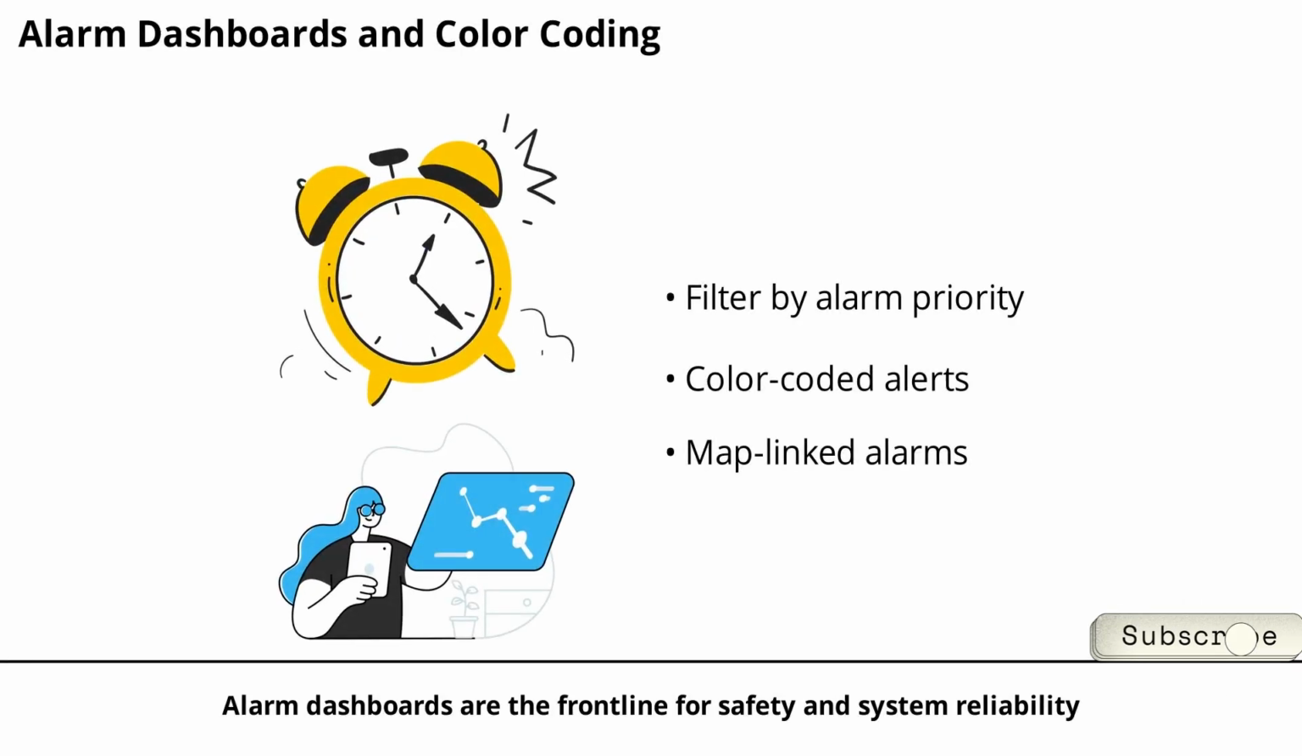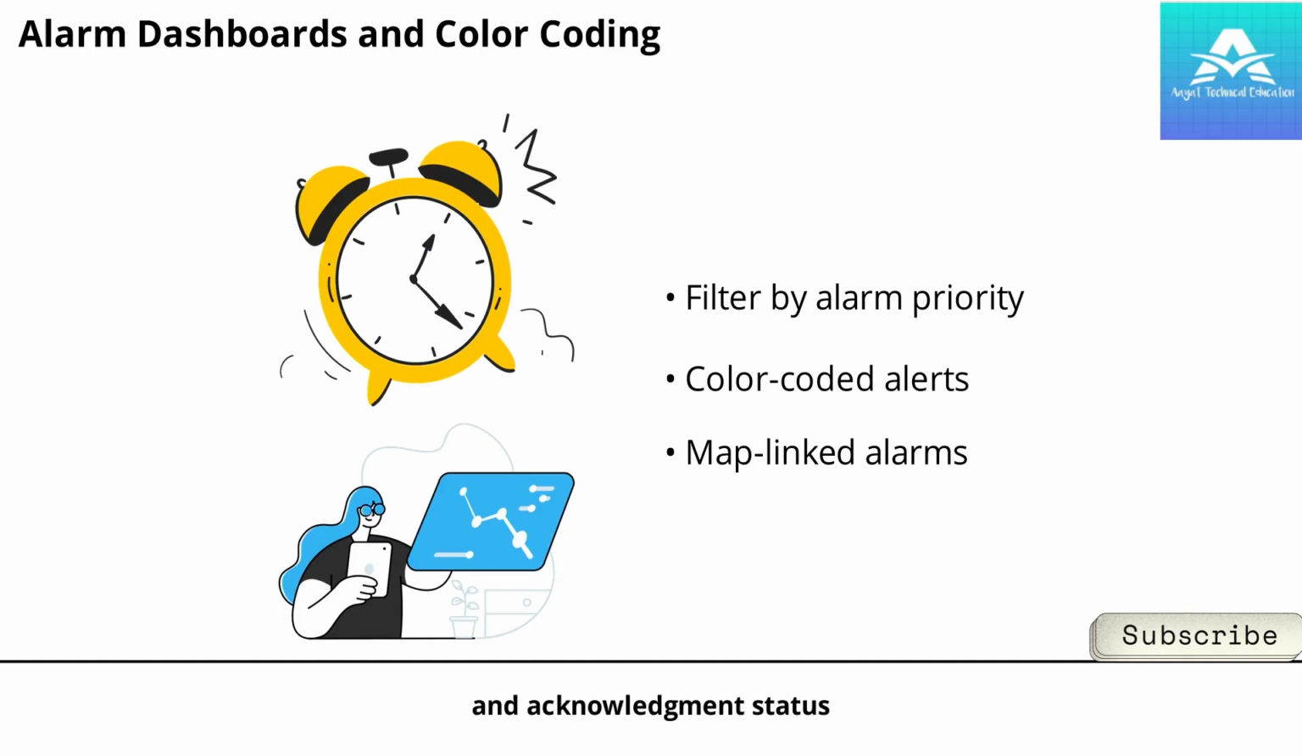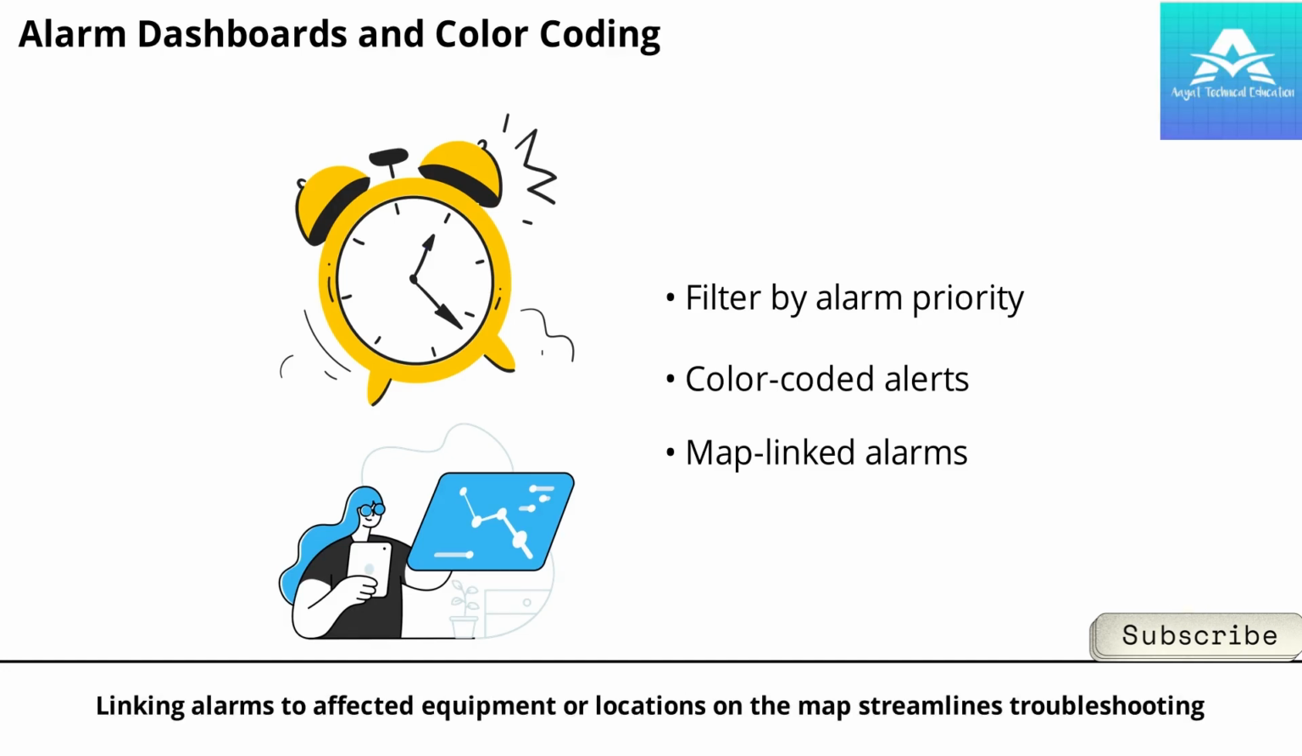Alarm dashboards are the front line for safety and system reliability. They allow users to filter alarms by priority: critical, major, or minor, and display key details like timestamp, description, and acknowledgement status. Linking alarms to affected equipment or locations on the map streamlines troubleshooting.